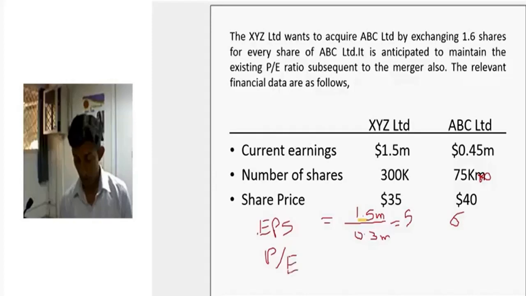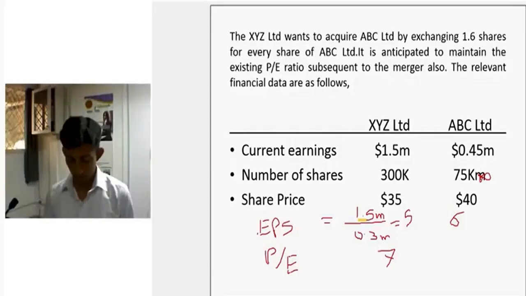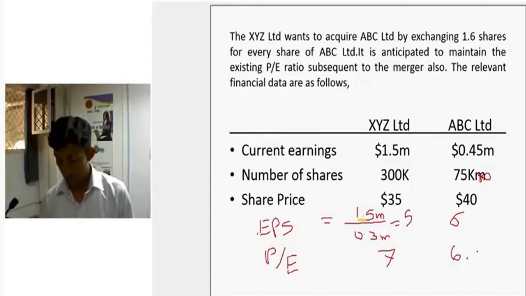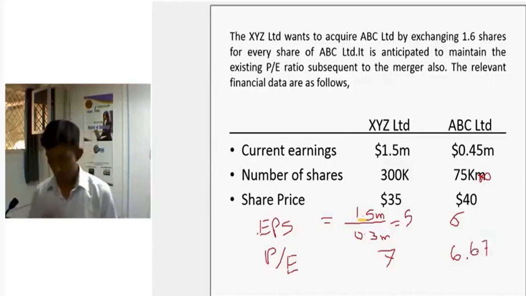Individually, we have the share price of 35 and EPS is 5. So therefore, PE of XYZ is gonna be 7. And for ABC, it's 40 divided by 6, and that's gonna be, let's say, 6.67. So everybody clear how do we get the PE? Fine. So we got the PE now.